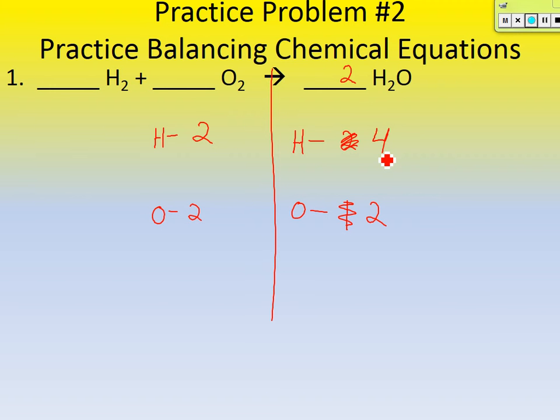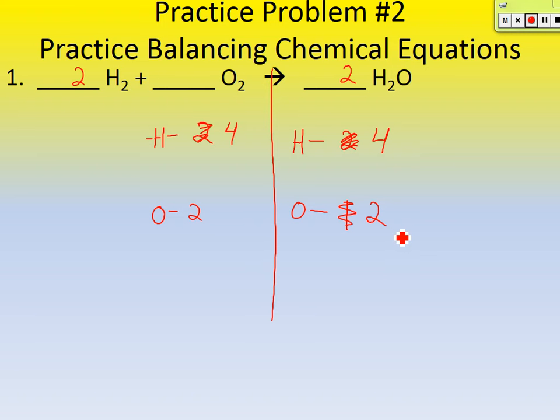So I balanced my oxygens, but in that process, I have unbalanced the hydrogens. So now I've got to go back to the left side. How could I get 4 hydrogens? I got to put a what as a coefficient here? A 2. Because 2 times 2 is what, guys? 4. Are my hydrogens balanced? So just look straight across. They're balanced. Are my oxygens balanced? Look straight across. They're balanced.